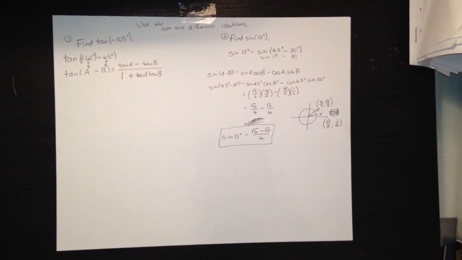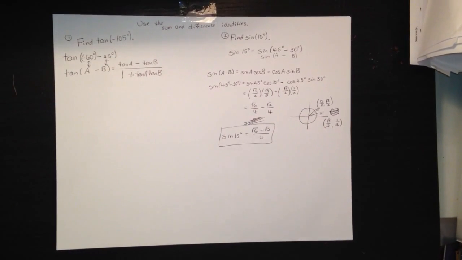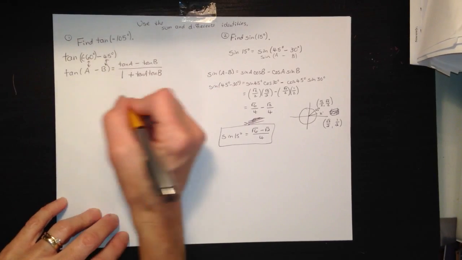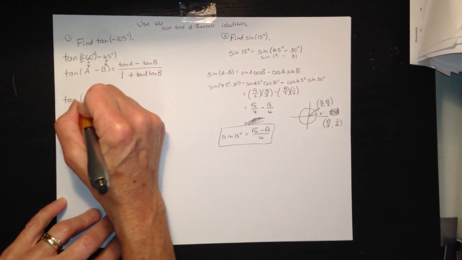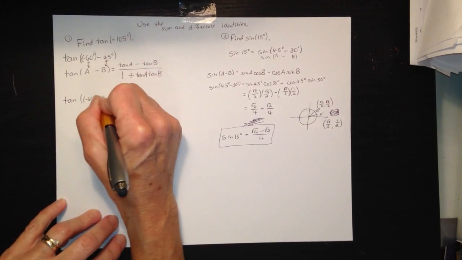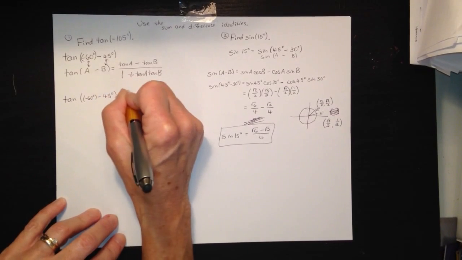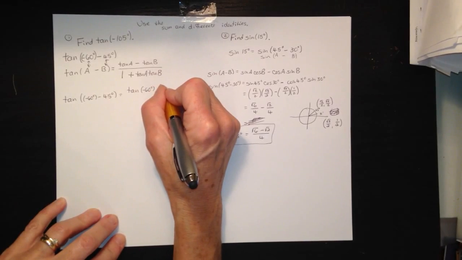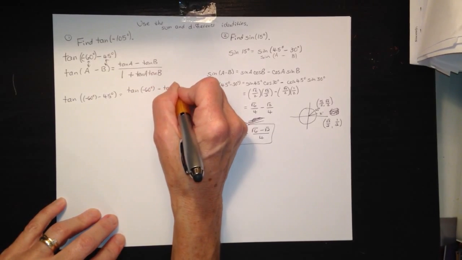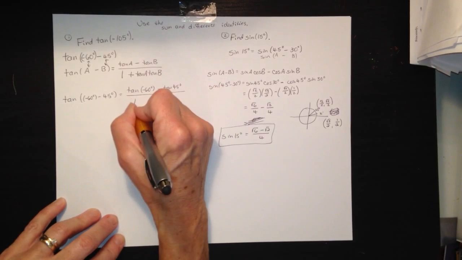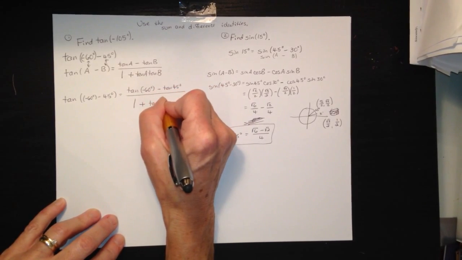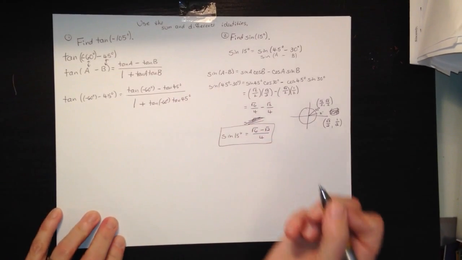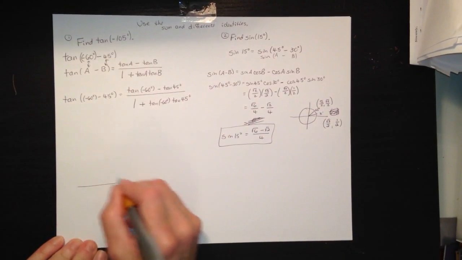Again, I'm not memorizing this formula. I'm copying it off a sheet and going to use it when I need to. So if I write this in terms of my angles, the tangent of negative 60 degrees minus 45 degrees is equal to the tangent of negative 60 minus the tangent of positive 45 degrees all over 1 plus the tangent of negative 60 degrees times the tangent of 45 degrees.